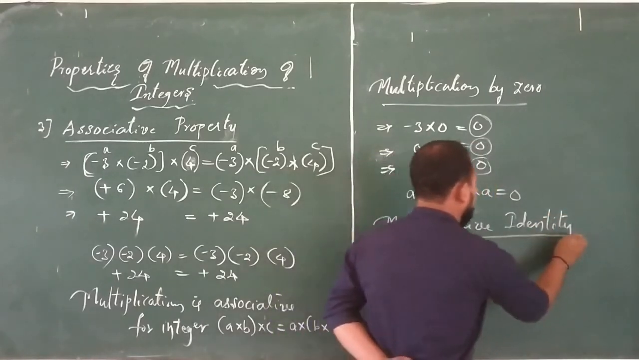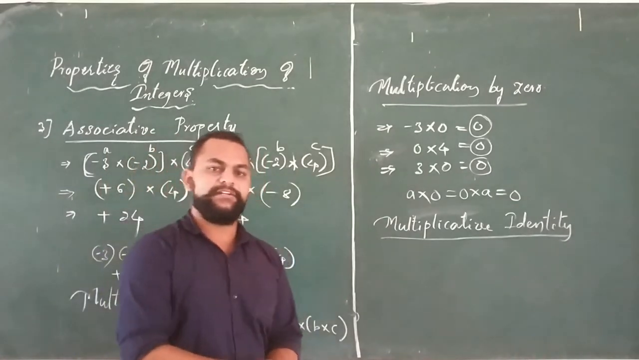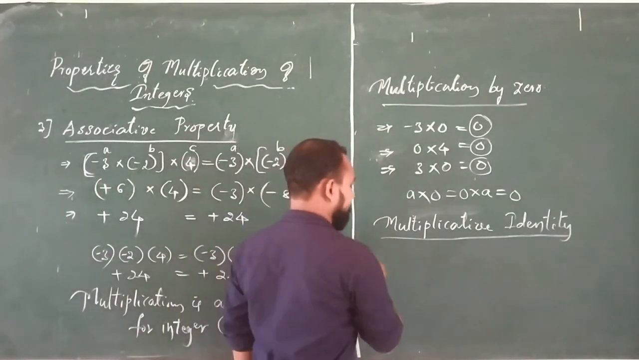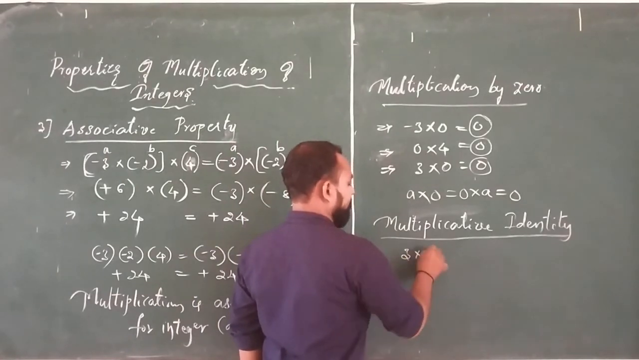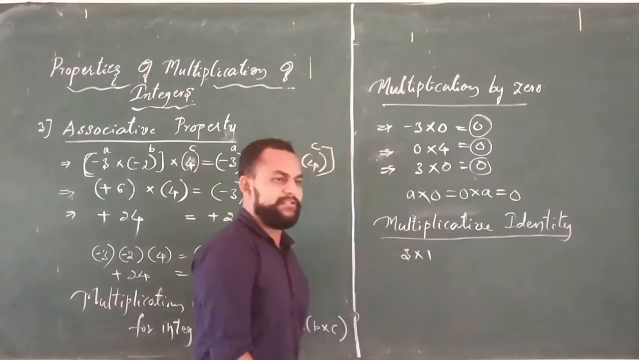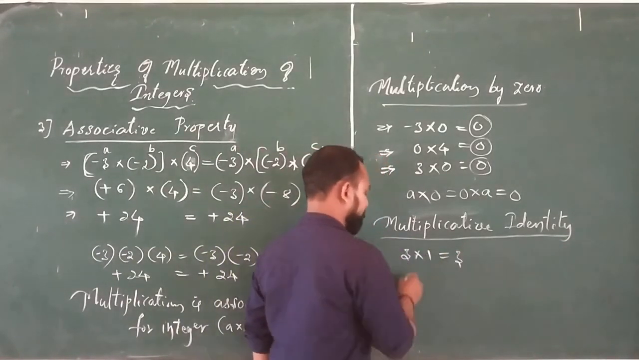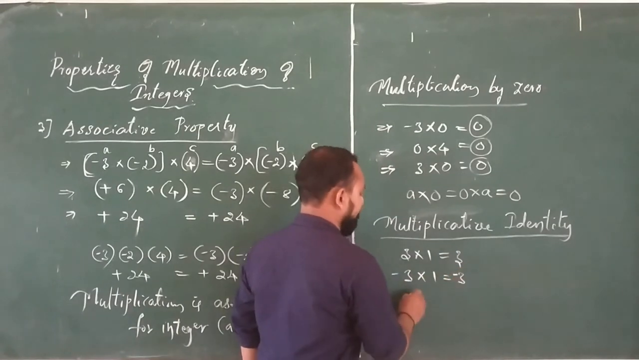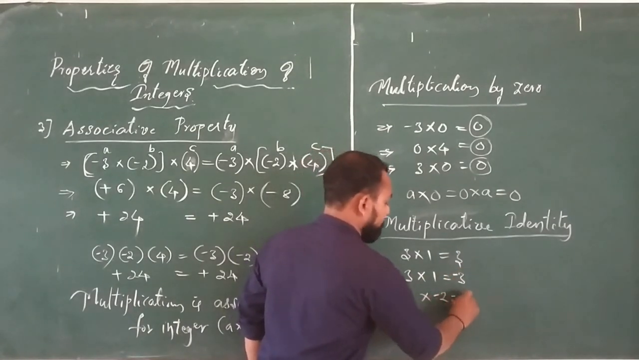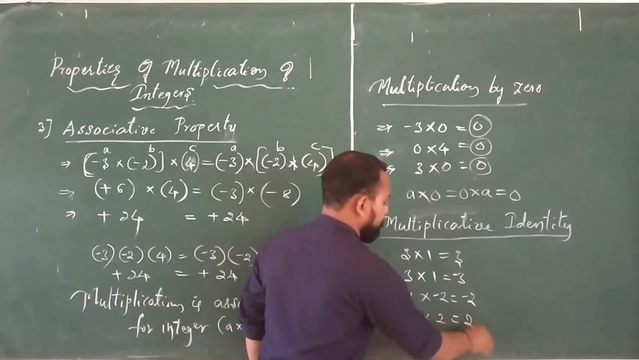Multiplicative identity. Zero is the additive identity, and 1 is the multiplicative identity. We can multiply any integer by 1. 3 into 1 is 3, minus 3 into 1 is minus 3, 1 into minus 2 is minus 2, and 1 into 2 is 2.